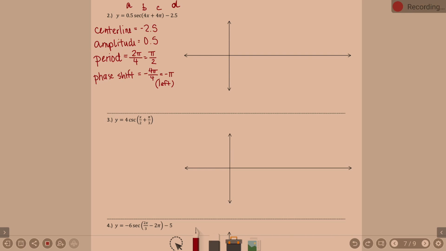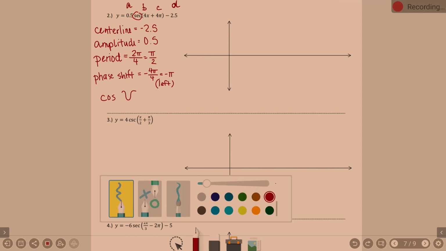Okay, do we have everything? Only thing I haven't talked about, what is it I'm graphing here? It's secant. What is secant? Cosine. Okay, we have to think cosine. So for cosine, we're going to be doing the valley, right? Okay, so my period is pi over 2.